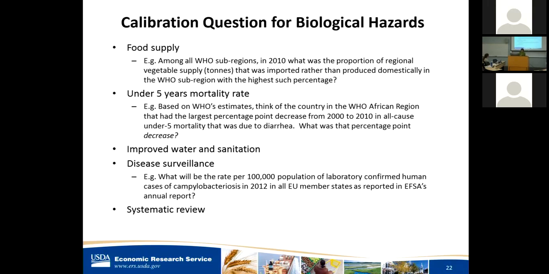We used questions about the food supply to get at dietary patterns, roughly, because it's what we have on dietary patterns. Under 5 mortality, because it's important in itself, as we'll see, but also because it picks up information about sanitation conditions. We also looked at water and sanitation. Where it was available, we used disease surveillance data, which was primarily for higher income countries. And then where there were systematic reviews, we also used information from those to develop these calibration questions.